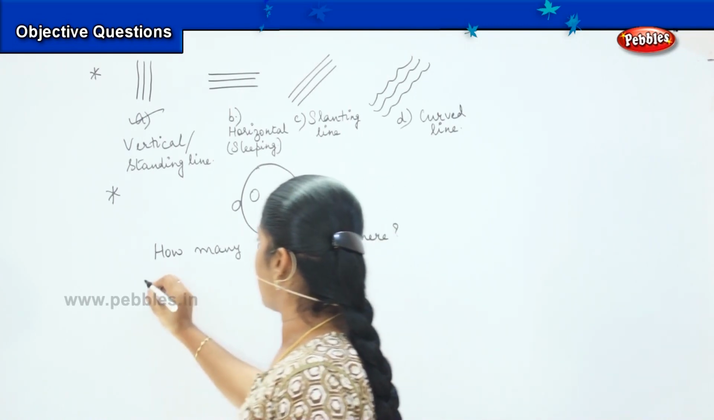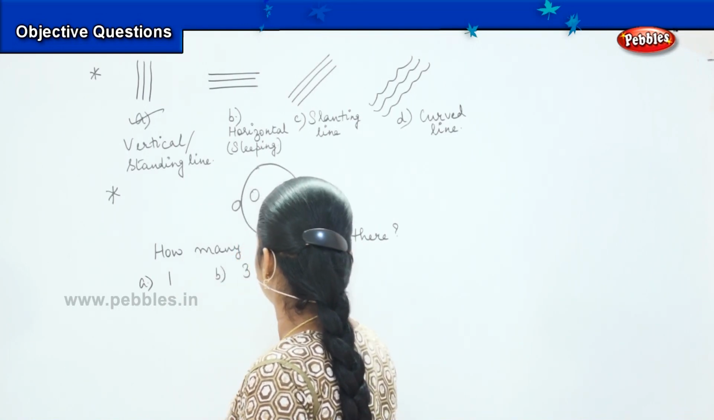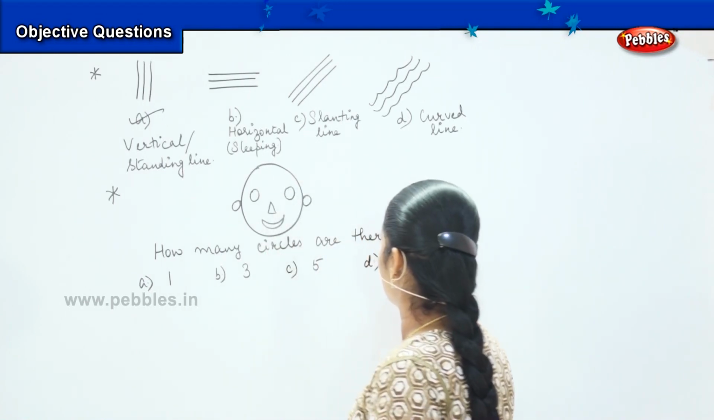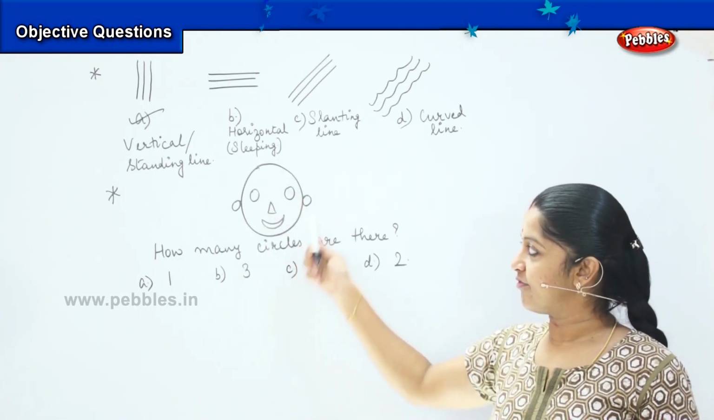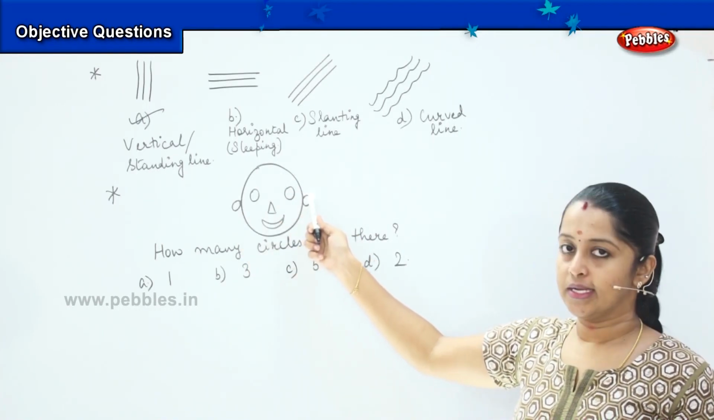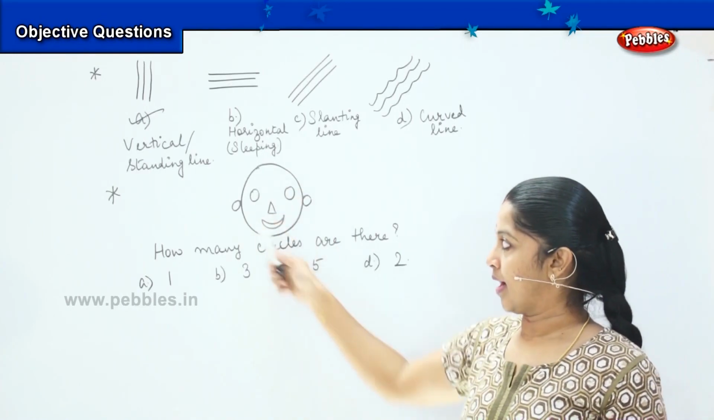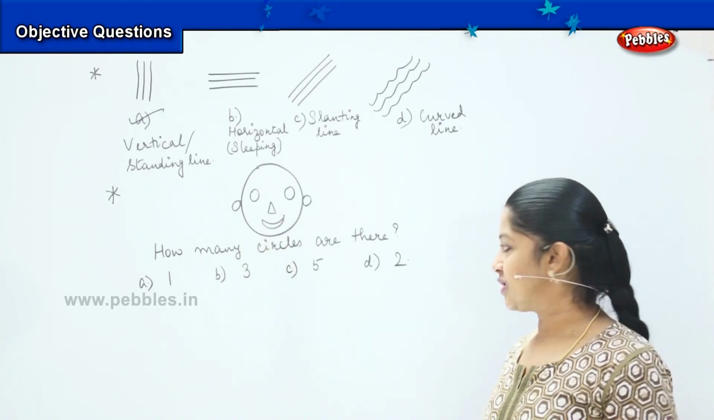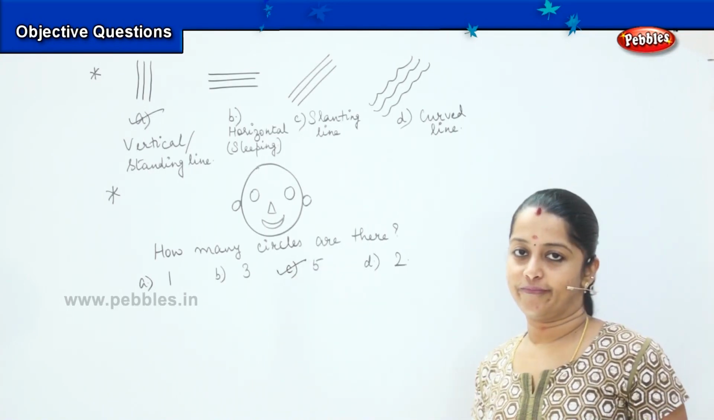And the options are A, 1. B, 3, C, 5, and D, 2. Can we count the number of circles? The first one is the face, 1, the ears, 2, 3, and the eyes, 4 and 5. Shall we do it again? It's 1, 2, 3, 4, and 5. So, which is my right answer? It's option C, which is 5.